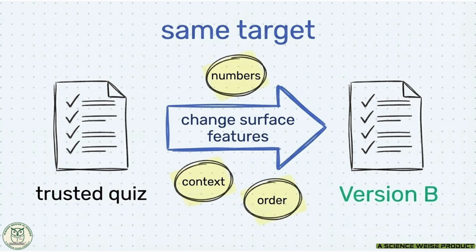So if I were saying this to students, it might sound like this. This is the same target, just a different scenario. I changed the path, not the skill. Version B is just a fresh look at the same understanding.